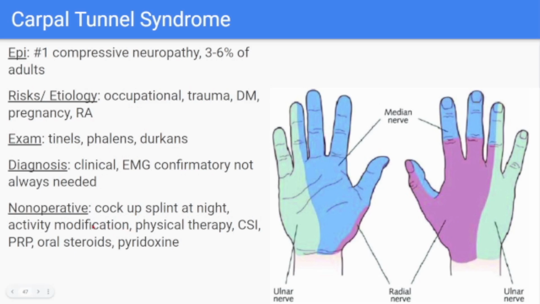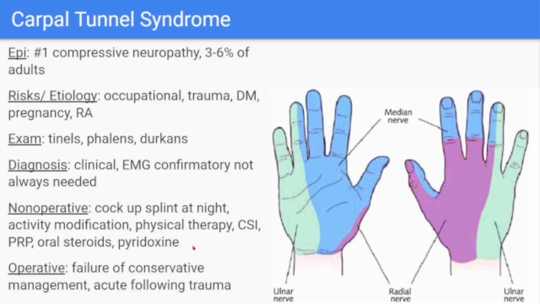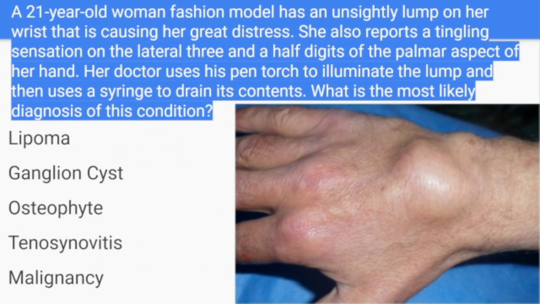Activity modification, right? If there's a certain trigger. Physical therapy is big. A lot of these patients would get relief from corticosteroids. PRP, platelet-rich plasma, can be an option. Sometimes oral steroids, and there's some literature to support pyridoxine, vitamin B6. Surgical management is indicated if you're not getting better. And then, of course, if you have an acute traumatic injury, that's a different conversation.